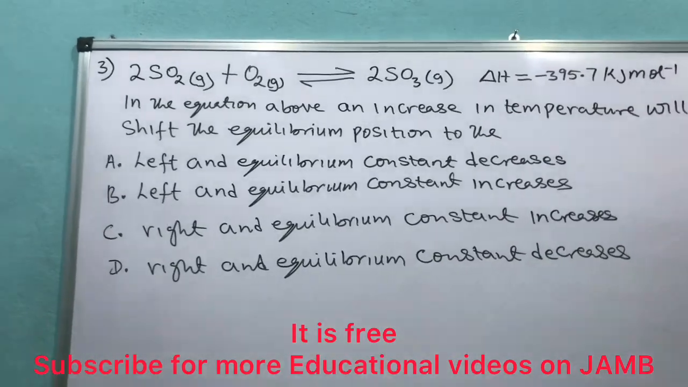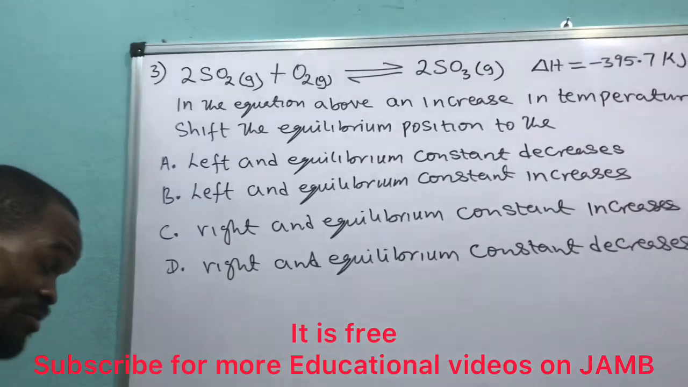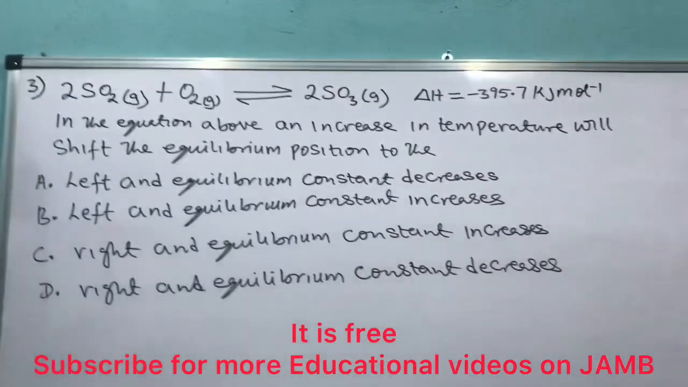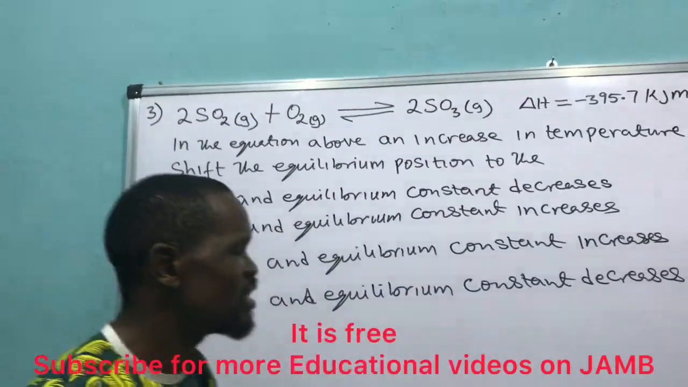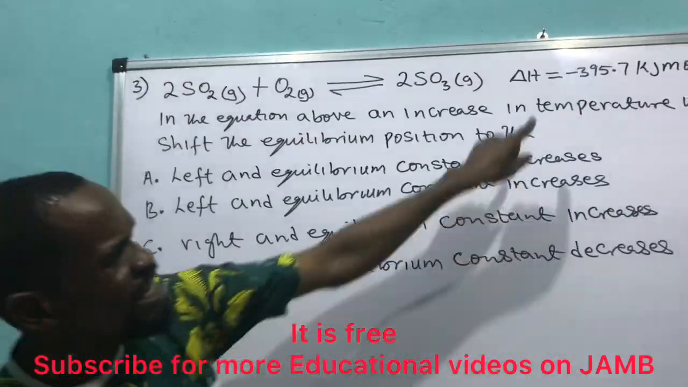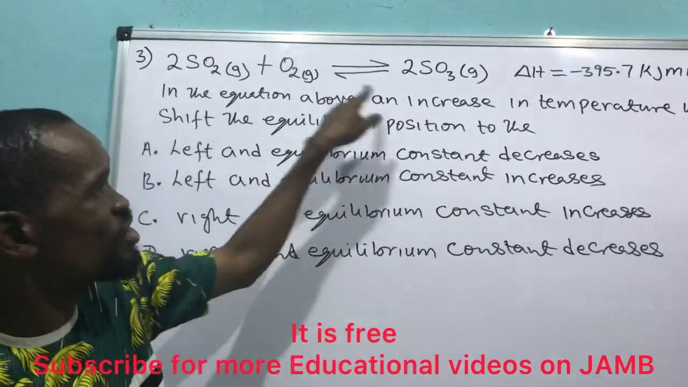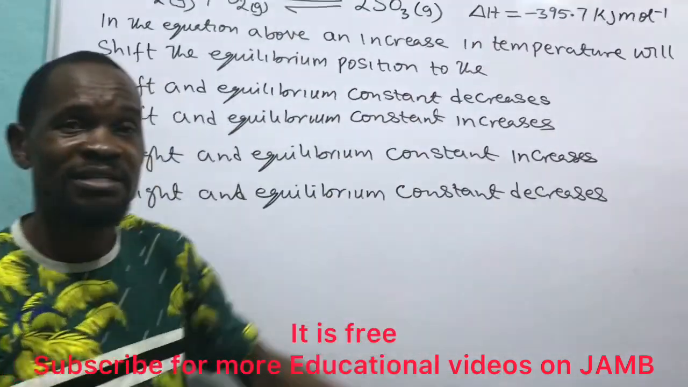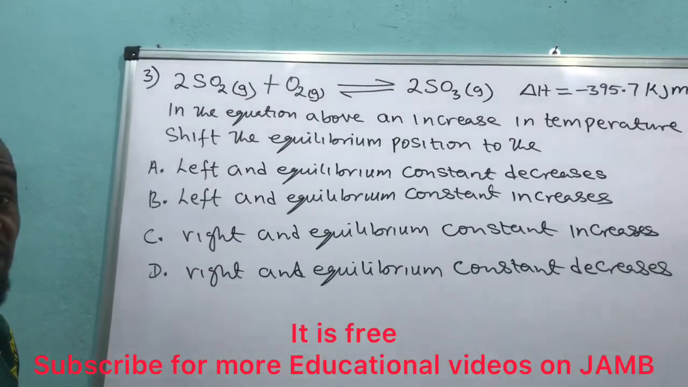We have no time for that. When we solve, we then go to the options to see the option that is correct. Looking at this, it is a reversible reaction. And this enthalpy has told me that this reaction is exothermic. This reaction is what?